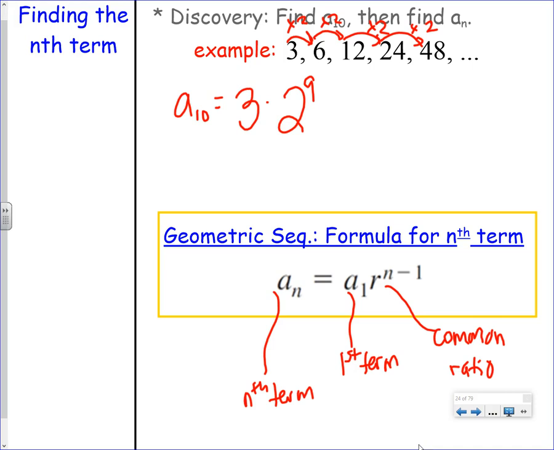If you're a highlighting, starring kind of person, also an important formula to have memorized.